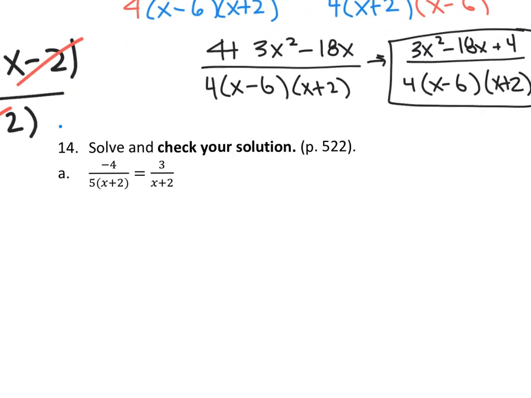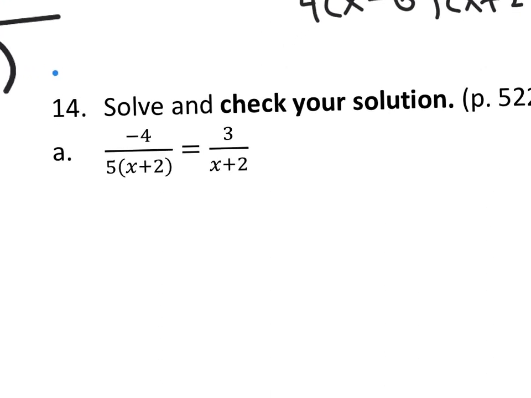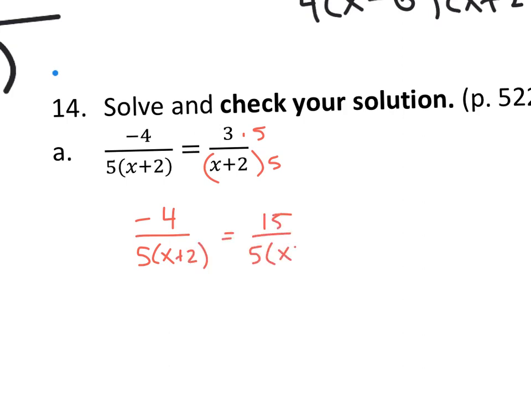Solve and check your solution. So in this case, I could cross multiply right here. I could do that, but I'm noticing that I already have a common factor, x plus 2, so that means I just need to multiply the top by 5. So then my denominators will be the same. So this is negative 4 over 5 times x plus 2 equals 15 over 5 times x plus 2.